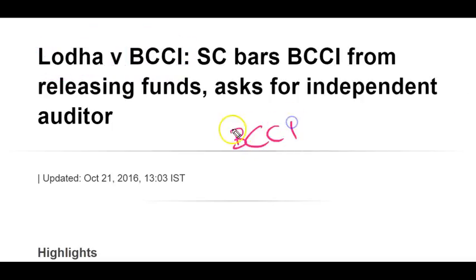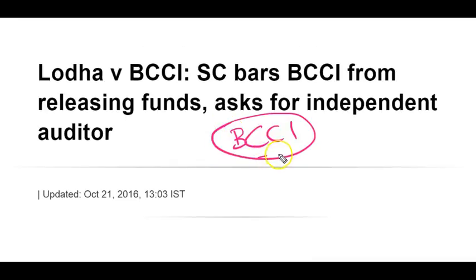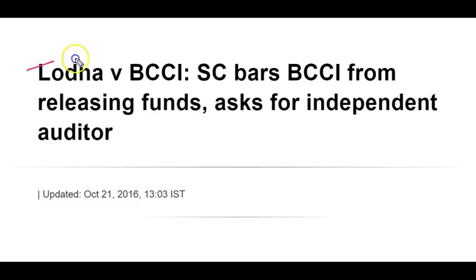Another important topic is about Lodha versus BCCI. BCCI stands for Board of Control for Cricket in India. It is the world's richest sports body, and recently the Supreme Court appointed the Lodha committee to make suitable recommendations to make the functioning of the BCCI transparent.